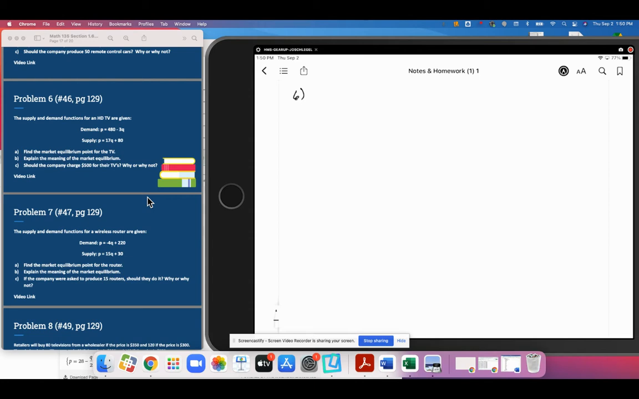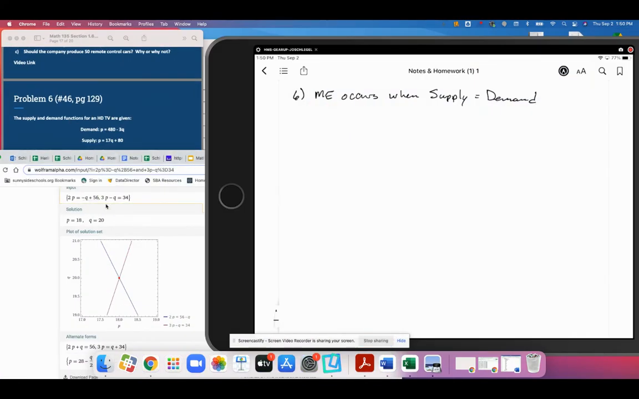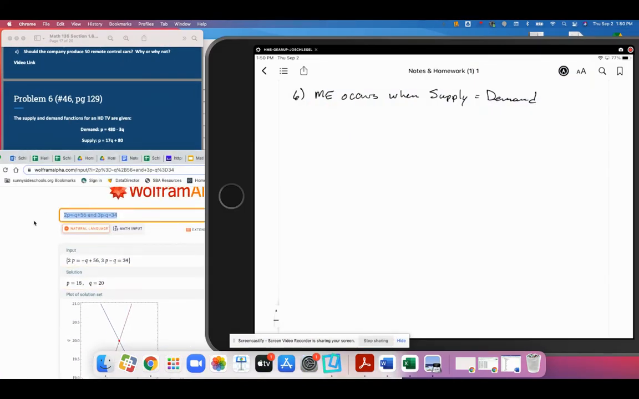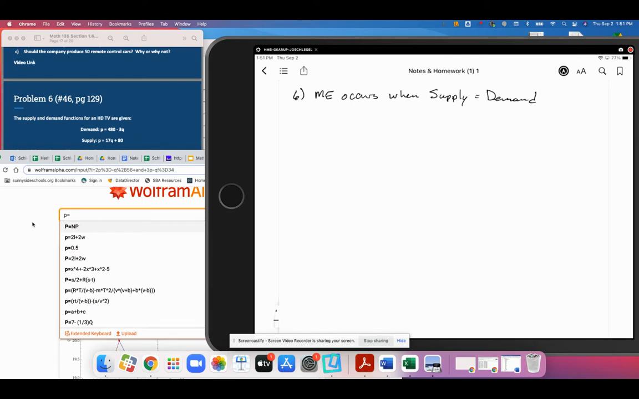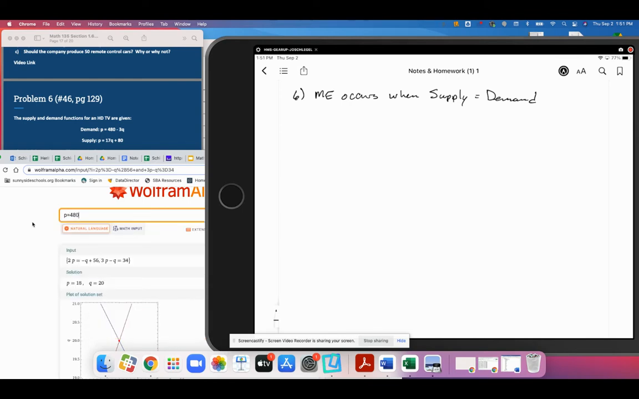And so once more, market equilibrium occurs when supply is equal to demand. So what we simply need to do is in Wolfram put both the supply and the demand function in there and take a look at what we get back. So we will have P is equal to 480 minus 3Q, and P is equal to 17Q plus 80.